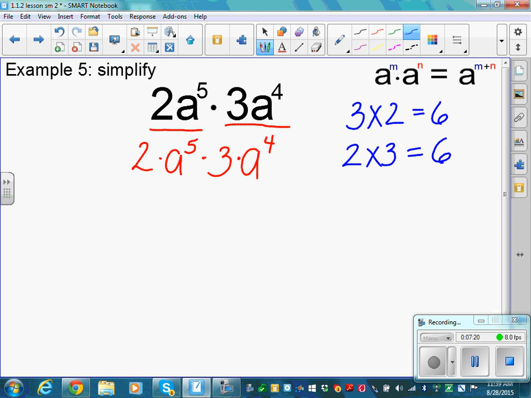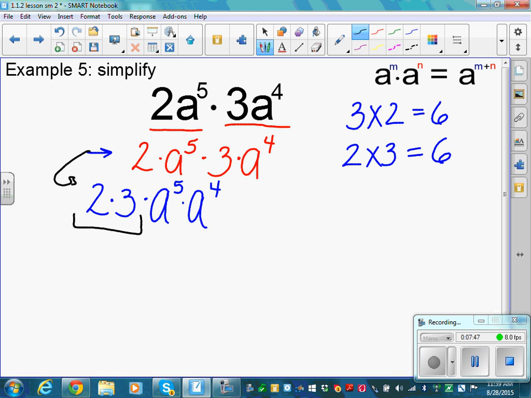So what I'm going to do here is I'm going to reorder this. I'm going to rewrite my numbers by each other. So we have 2 times 3, and then we have times a to the 5th. I'm going to put my bases that are alike by each other, and then we have a to the 4th. And now we'll just go through piece by piece and simplify this. So really, these are the exact same thing, though they're in a different order. Now the property of exponent rule does not work for numbers. You have to just multiply your numbers. So 2 times 3 is 6.